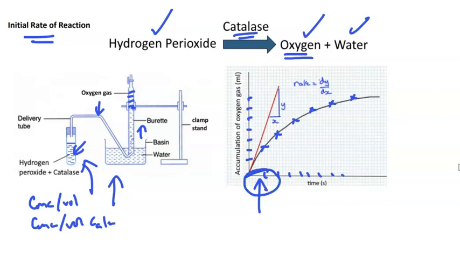So by taking the tangent to the curve, we can find the gradient of the curve. The gradient is the rate, and so we've now calculated the initial rate of reaction, which gives us a better measure of the rate of reaction of the enzyme under the conditions specified by the experiment.